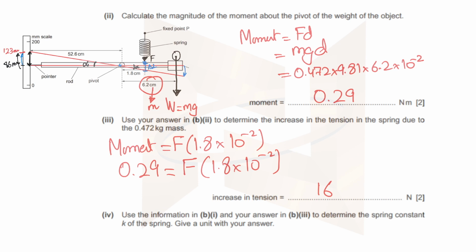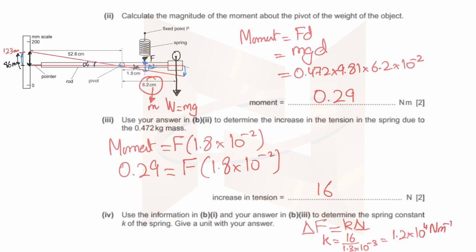Use your answers in B1 and your answers in B3 to determine the spring constant. Now you know that the force is 16, or delta F is 16. So delta F should be equal to K times delta L. So K should be 16 over delta L. And I think we proved that in the previous part as 1.3 millimeters. So I could convert that to meters, 1.3 into 10 raised to power minus 3. I could divide that and I'll get the answer 1.2 into 10 raised to power 4 Newton per meter.